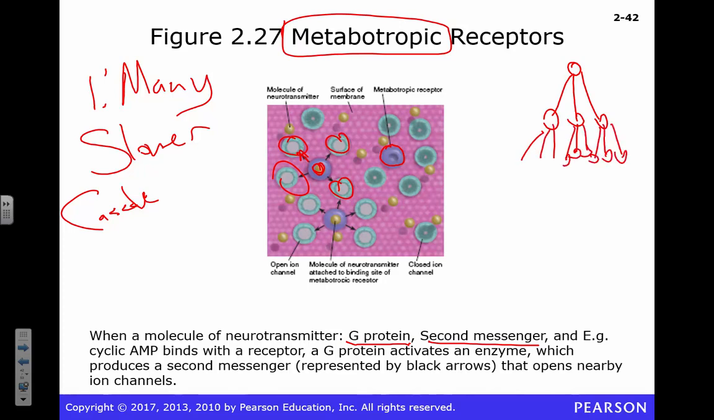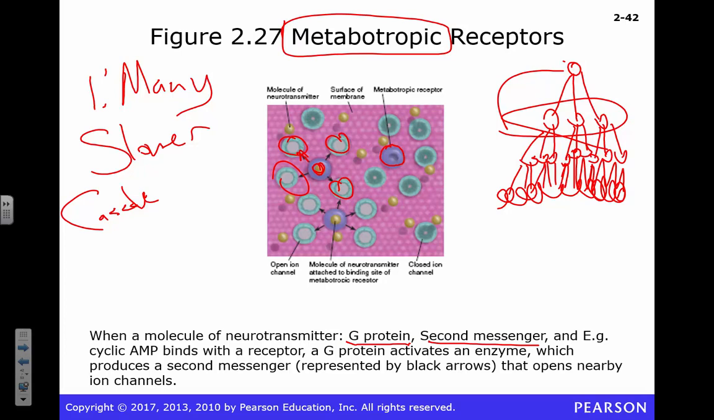This is what happens with these receptors, right? Because we can activate multiple ion channels with just one molecule, right? So we can have a wider effect. It can be a broader effect. It takes a little longer. It lasts a little longer, right? Because you're coming in from the inside. And it doesn't have to be right there, right?